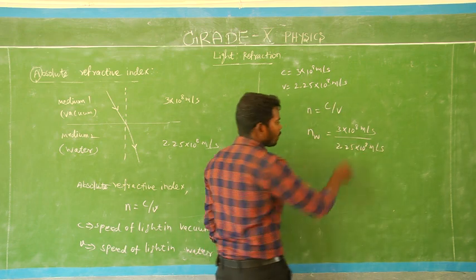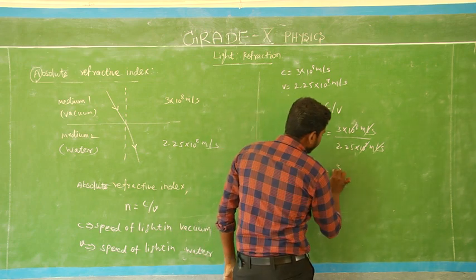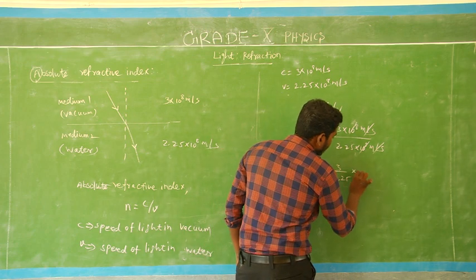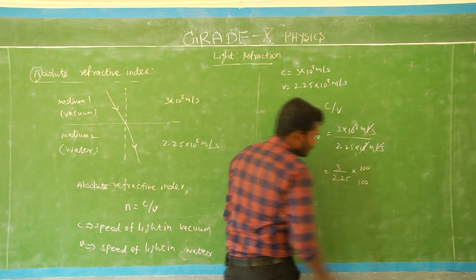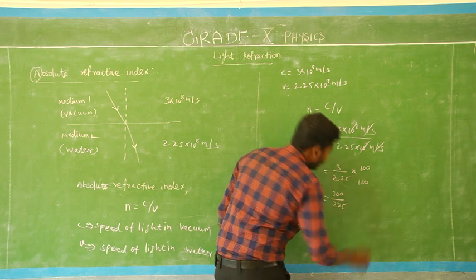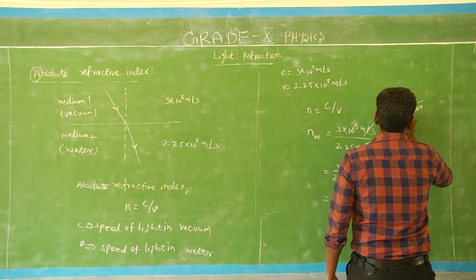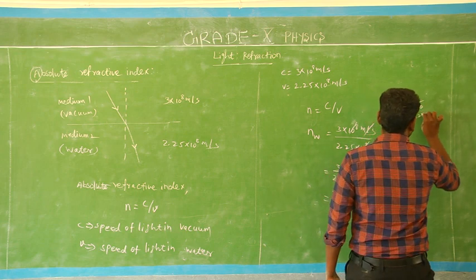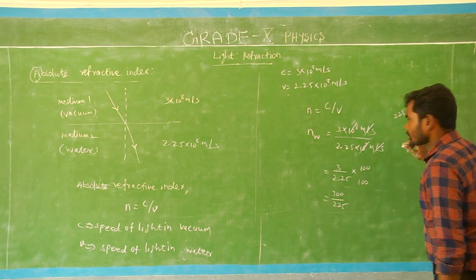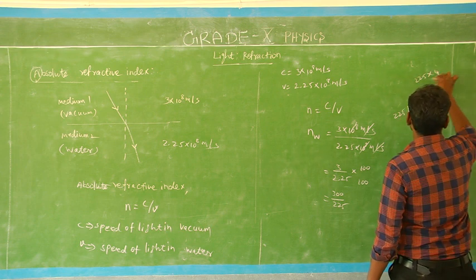So 10 to the power of 8 cancels, meter per second cancels. So we get 3 divided by 2.25. Multiply both by 100: 300 divided by 225. Further, you divide: 300 minus 225 leaves remaining 75.0. 225 into 4.